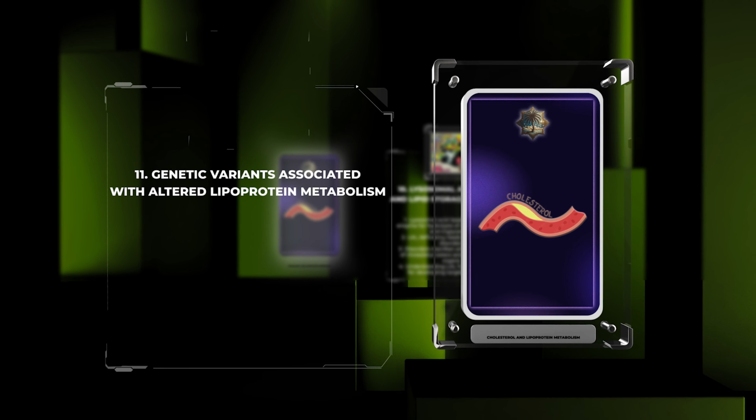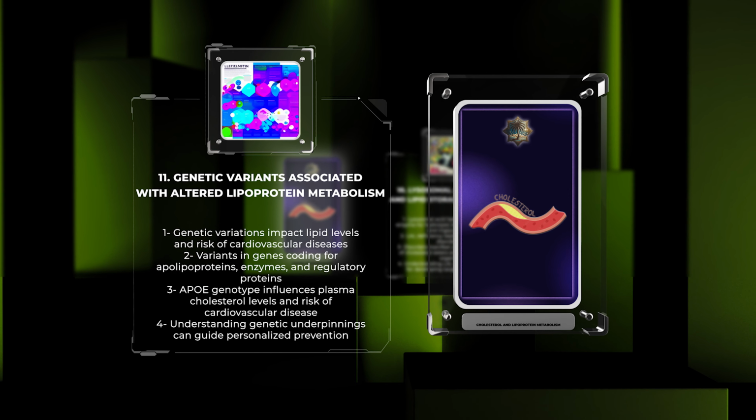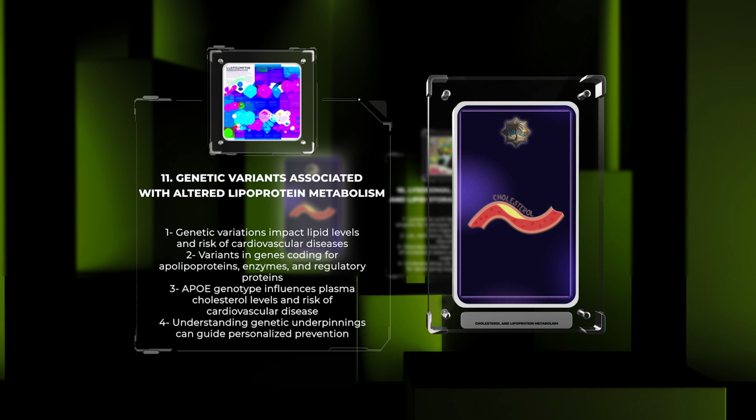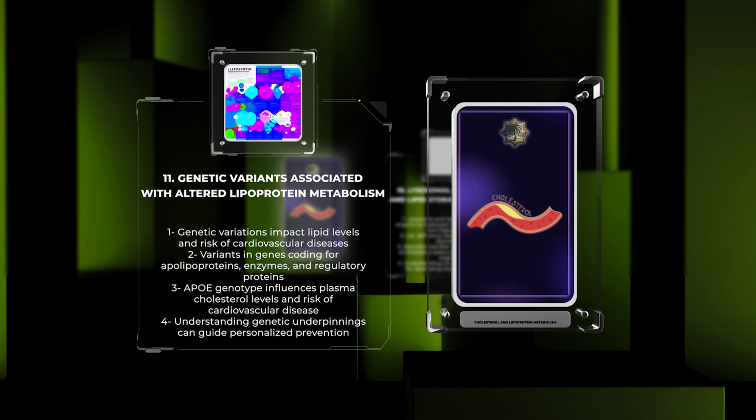Genetic variations in genes involved in lipoprotein metabolism can significantly impact lipid levels and the risk of cardiovascular diseases. Several well-known genetic variants have been identified, including those in genes coding for apolipoproteins, APOE, APOB, enzymes, LPL, ACAT, and regulatory proteins, PCSK9. For example, the APOE genotype influences plasma cholesterol levels, with the APOE4 variant associated with elevated LDL cholesterol and an increased risk of cardiovascular disease.